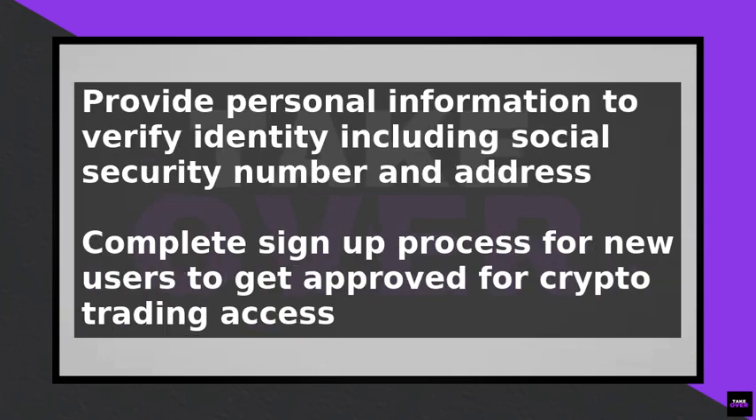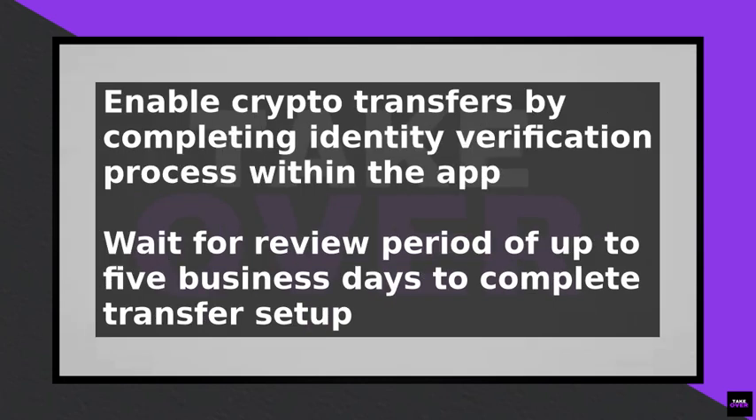Existing users typically have cryptocurrency trading accessible by default, and can find cryptocurrency listings alongside stocks and other assets within the app. New users, on the other hand, must provide personal information to verify their identity, including a social security number and valid U.S. address. When signing up for a Robinhood account, once the account is approved, access to crypto trading is granted.